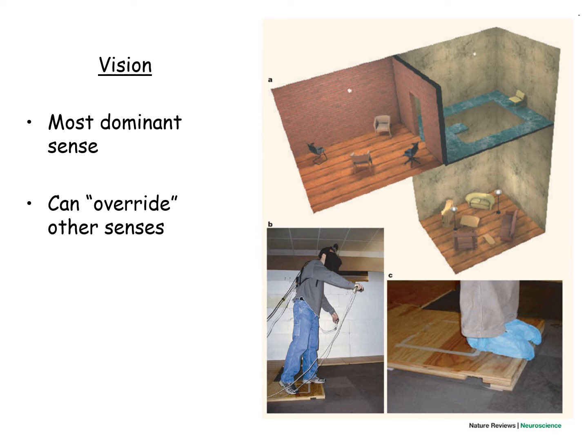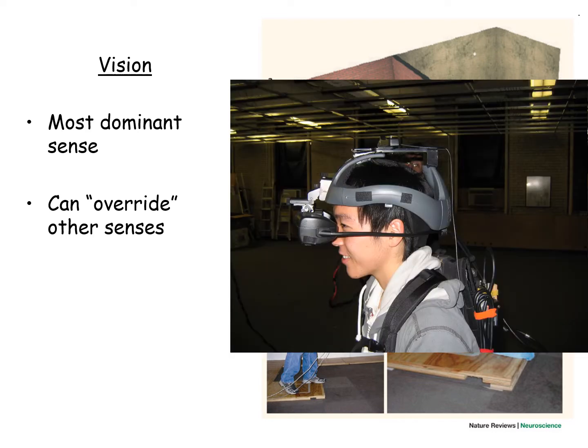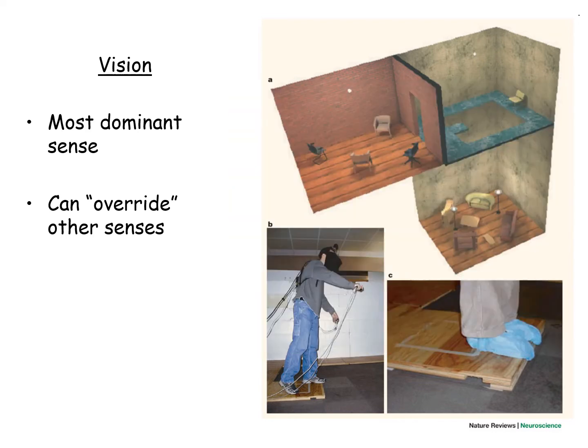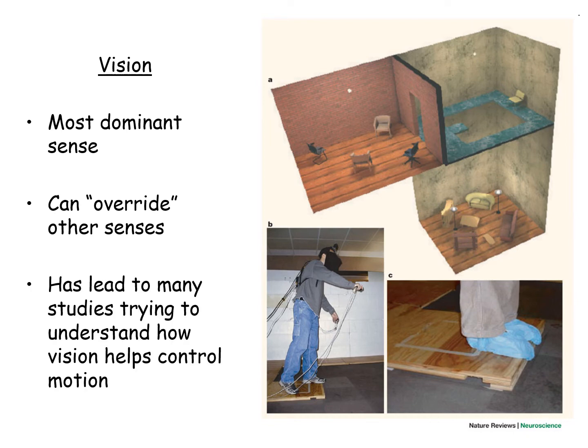One of the things in our VR lab, we have a program that simulates you walking on a tightrope in a really tall building, and people, especially if they're scared of heights, will feel that they're actually there. Their vision system is overriding all their other senses. Okay, so this is one of the big things we look at in virtual reality, and it has led to many studies trying to understand how vision helps the control of motion. How do we use our visual systems to direct our motion control?